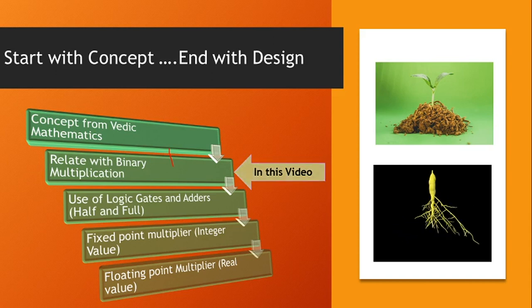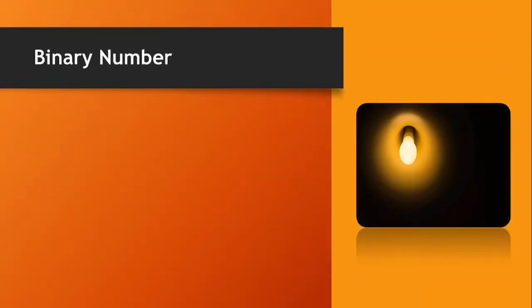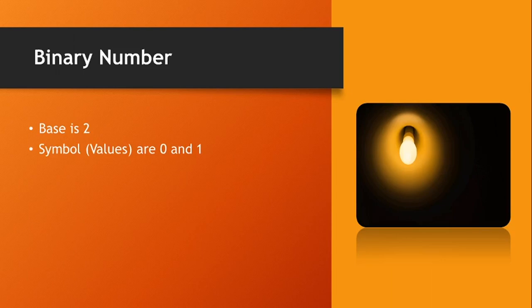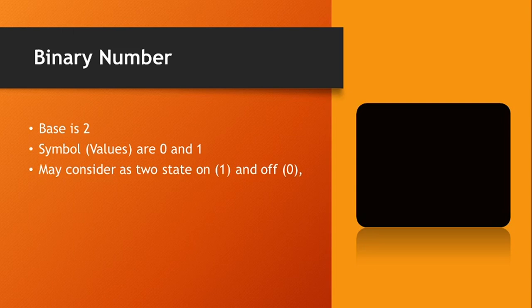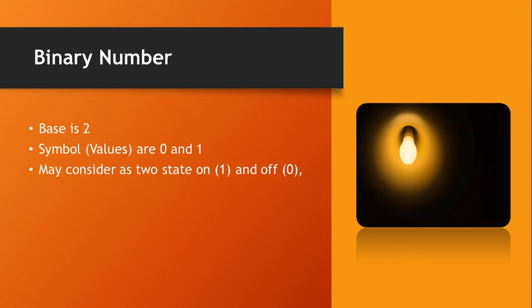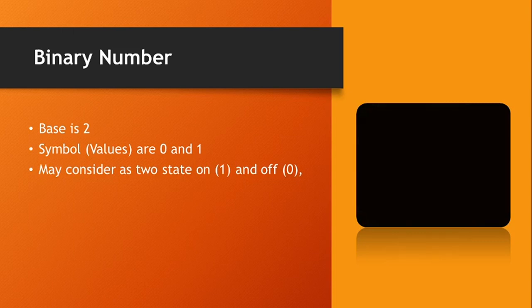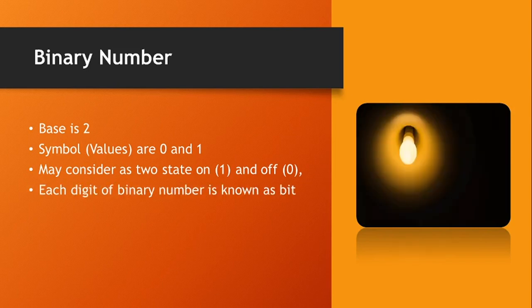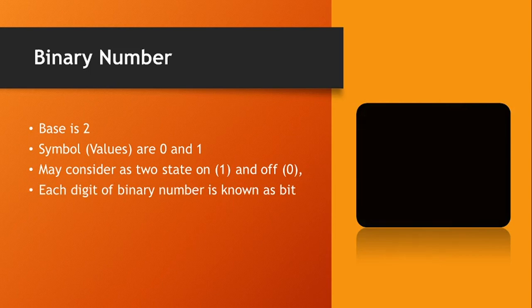Before going to binary multiplication, we should know what a binary number is. The binary number system has the base 2, and its symbols, or values, are 0 and 1. That means we can say it has two states, on and off. When it's on, we take logic 1, and when it's off, we take logic 0. Each digit of a binary number is known as a bit.